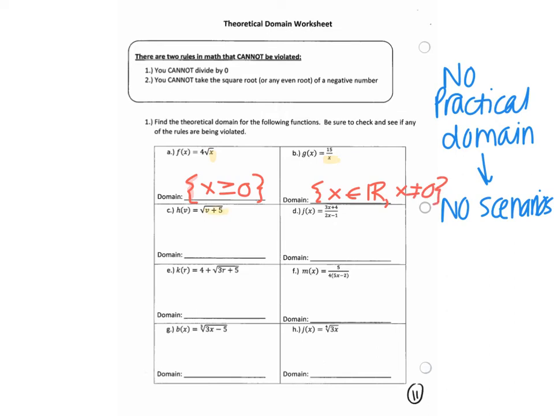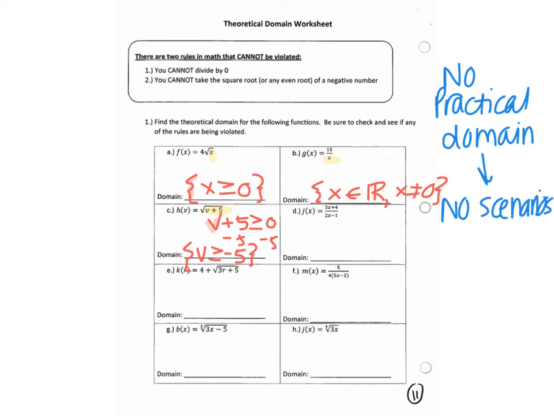For this next one, I want what's underneath the square root to be greater than or equal to 0. So I'm going to start off by making this an inequality. I want v plus 5 to be greater than or equal to 0, because as soon as it's not, it's going to be less than 0, which is a negative. So if I solve this, I get that my domain has to be v greater than or equal to negative 5. Anything less than negative 5 is going to cause me to take the square root of a negative.